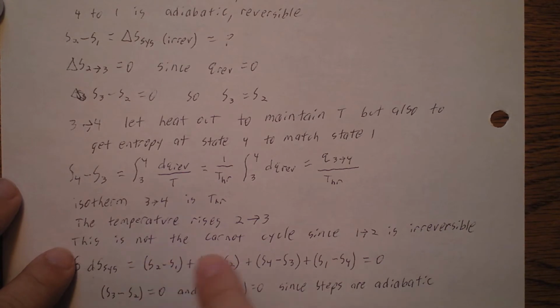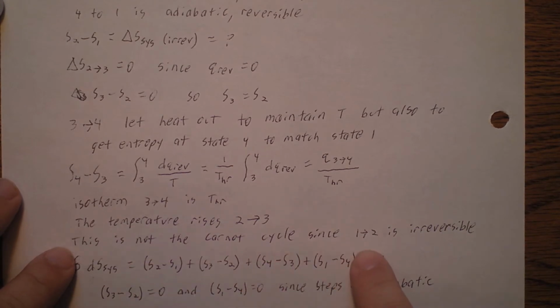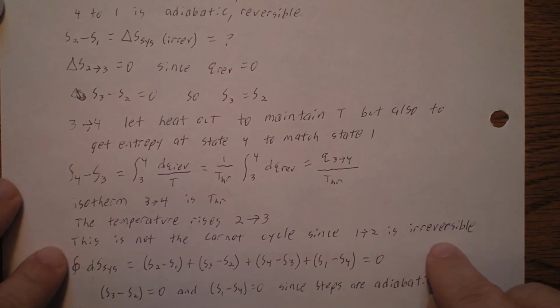Now this is not a Carnot cycle. It may look like it from the diagram, but 1 to 2 is irreversible. In a Carnot cycle, all 4 steps are reversible.